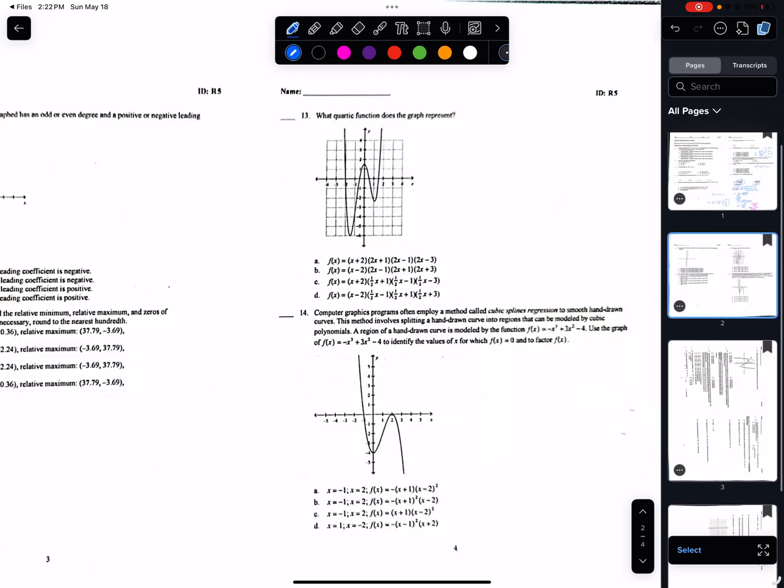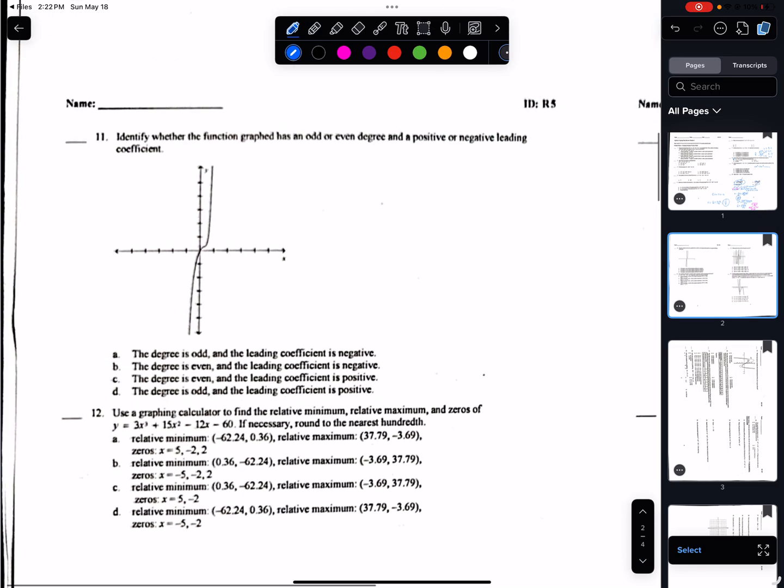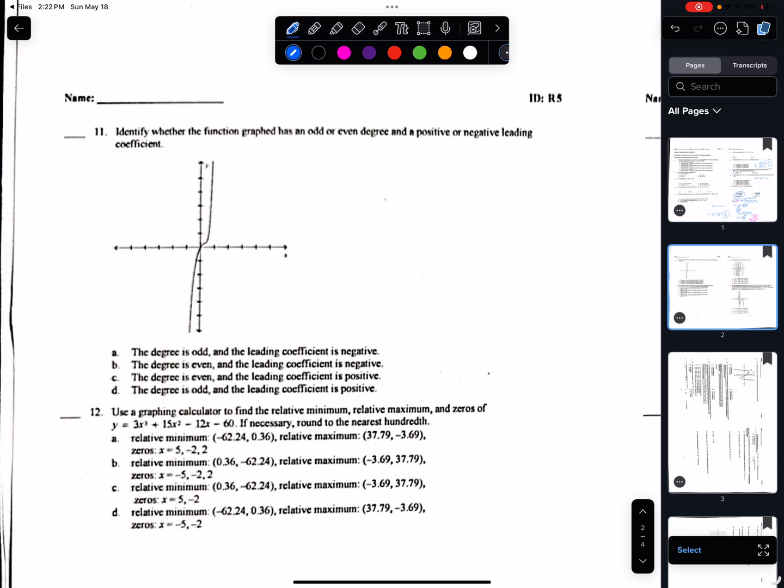All right, so this one. So we look at 11. So this is, we'll say there are flashcard moments on here as well, okay? So this is a flashcard moment for sure.